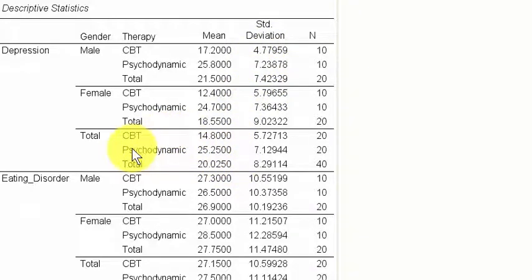But it did matter which therapy they got. So again, you would use this as the mean for CBT, standard deviation, psychodynamic, 25. So it looks to me like CBT was much better at reducing depression than the psychodynamic. So I hope that helps.